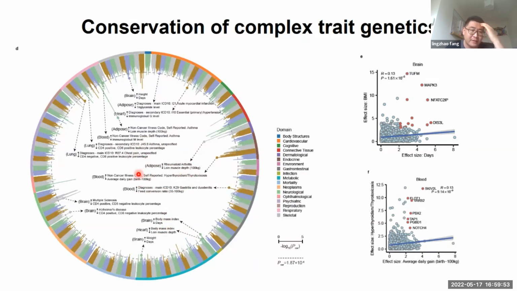And by looking at the literature, we found that the findings are probably relevant. These two panels are just two examples. In brain, we can see the BMI in human and the days in pigs. The gene expression in brain has a low but significant correlation. The red dot just means it is significant in both species. And this is another trait.